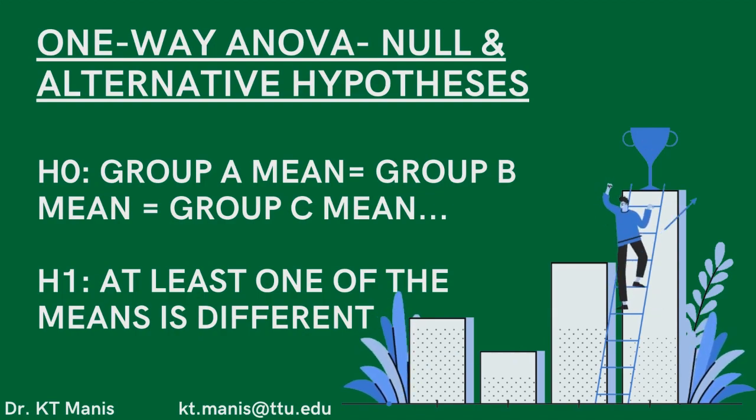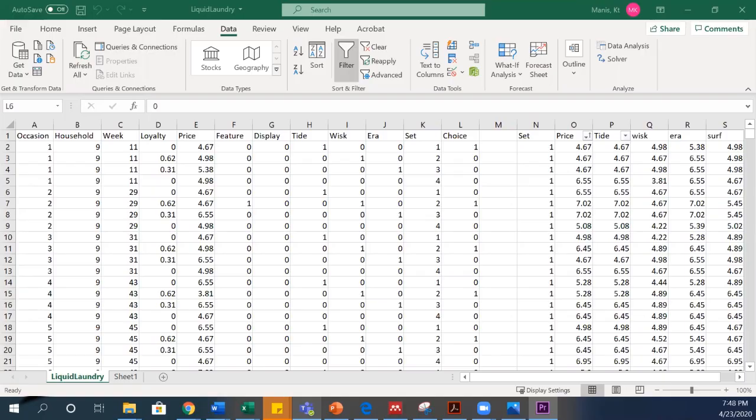So if you have, for instance, three different groups, group A, group B, and group C, the null hypothesis is that the means for each group are all equal. The alternative hypothesis is that at least one of the means for each of the groups is different.